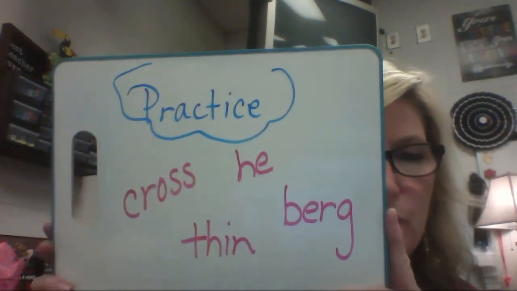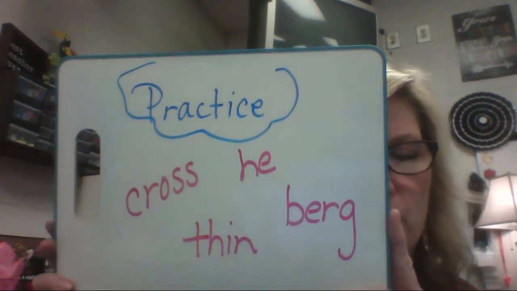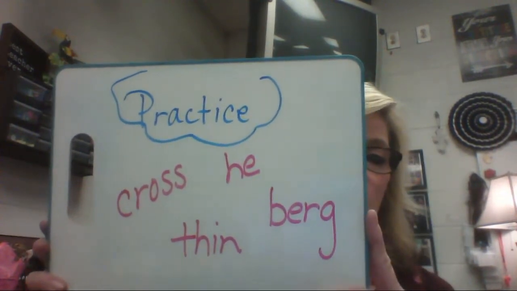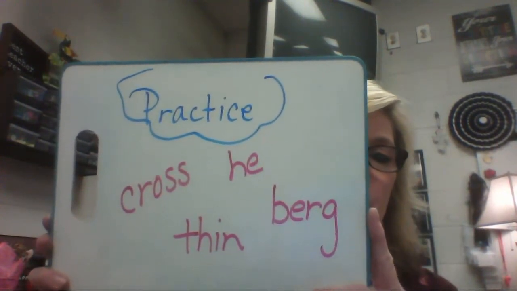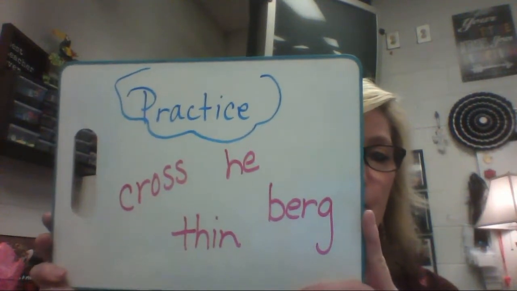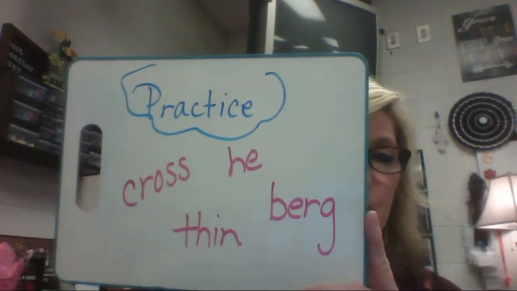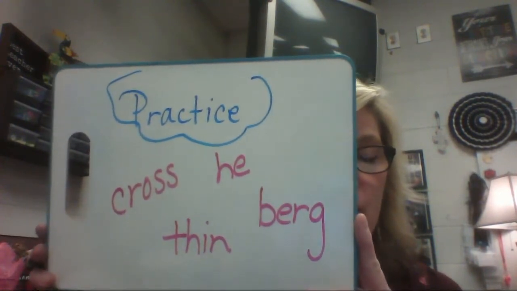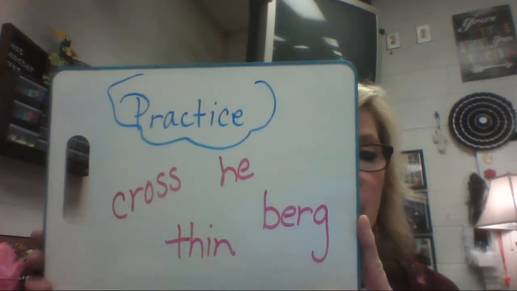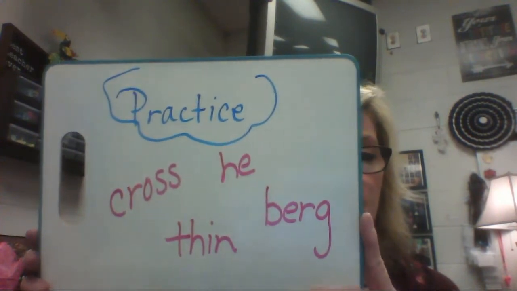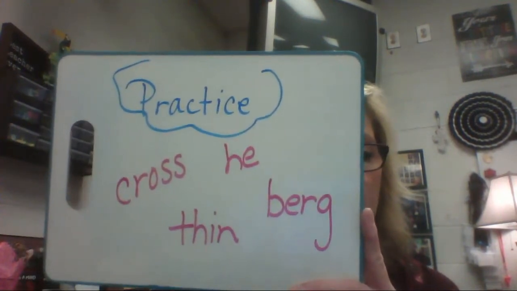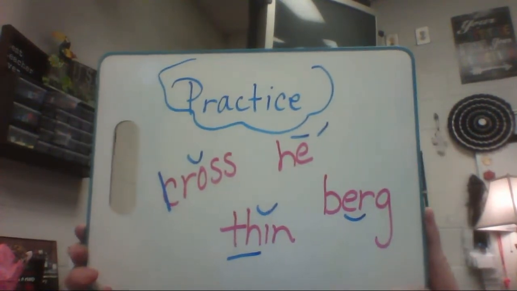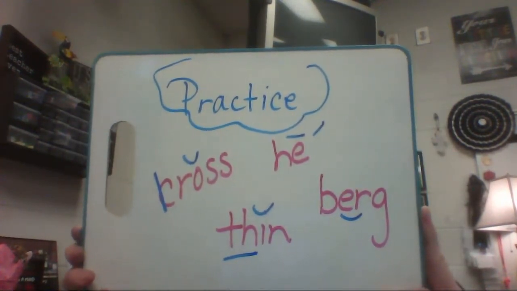Okay, guys, if you will copy down these 4 words on your paper. All right, we have cross, he, thin, and bird. Okay, what we're going to do, all of these have different ways of coding. So I'd like you to try it first, and then I will put the answers up here. Ready? Go ahead.